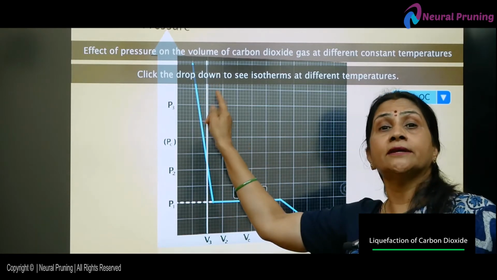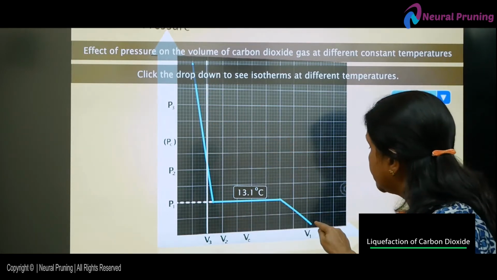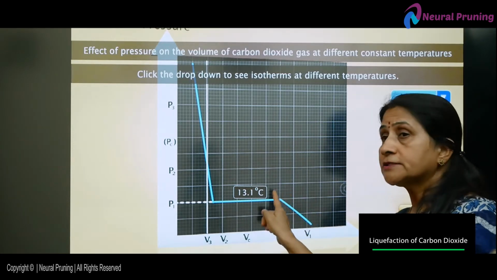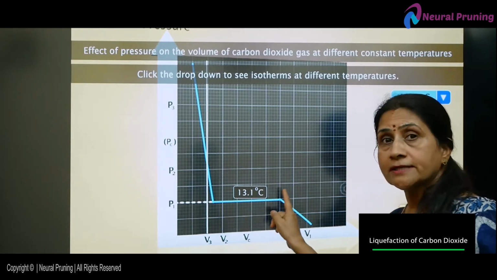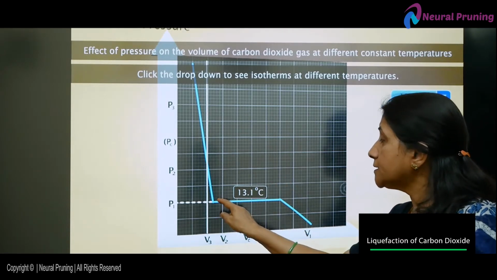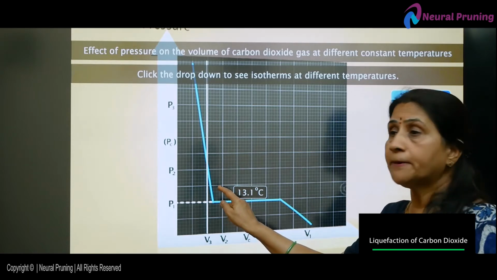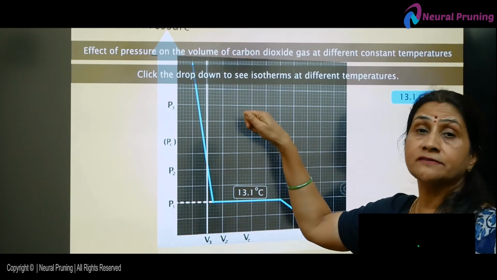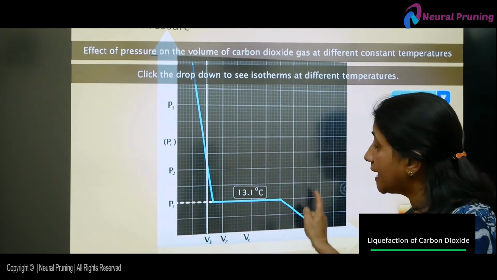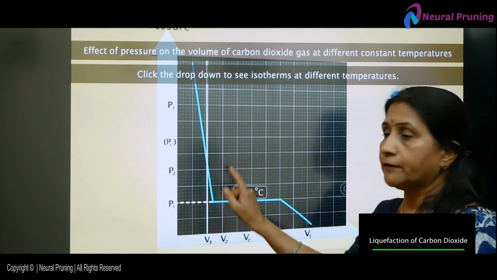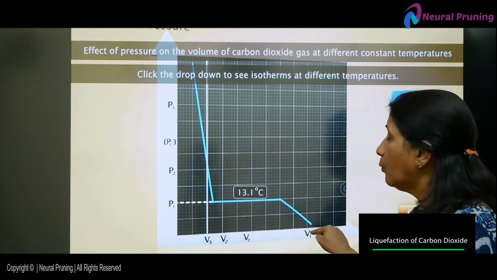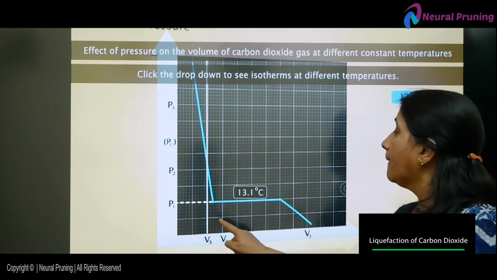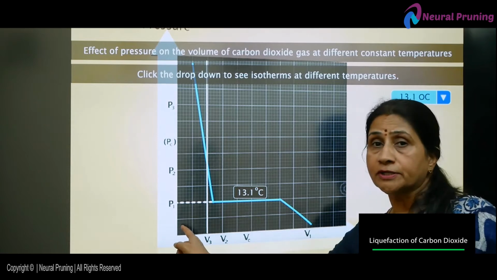What are the indications we are getting? This is the gaseous state up to this particular point. Later the process of liquefaction starts, that is, the gas starts becoming liquid. Then at this point liquefaction is completed, and all of a sudden the pressure increases because we have the liquid here. That means the gas has completely converted to liquid. Here we take V1 as the volume. The volume value is large, but the corresponding pressure is low.